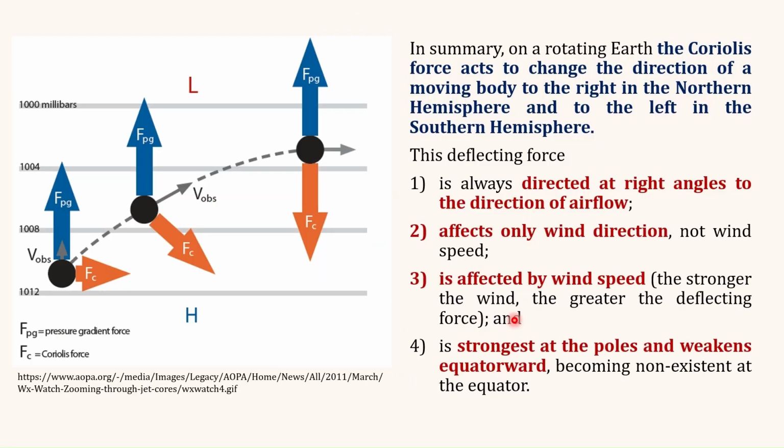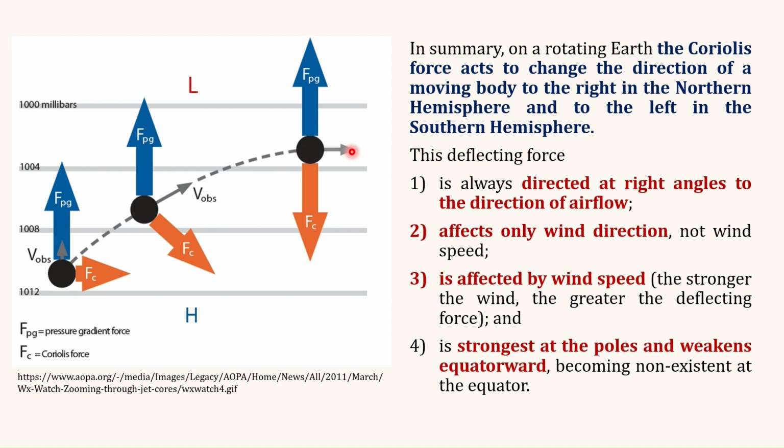So here we have some of the important points related to Coriolis force, which is also known as the deflecting force. The Coriolis force acts to change the direction of a moving body to the right in the northern hemisphere and to the left in the southern hemisphere. And this deflecting force is always directed at right angles to the direction of airflow. As we can see, this is the direction of motion and the Coriolis force is at right angle. Here, this is the direction of motion and again the Coriolis force is perpendicular to it. Similarly, here also the Coriolis force is perpendicular to the direction of motion.